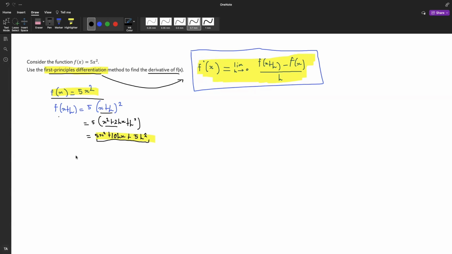So now what we'll do is we'll put it into this first principles differentiation formula. So we've got f'(x). This f'(x) just stands for the derivative of f(x), or the gradient of f(x), and it is equal to the limit as h goes to 0 of f(x + h), which is this, 5x squared + 10hx + 5h squared, minus f(x), which is just 5x squared. And then that's all divided by h.